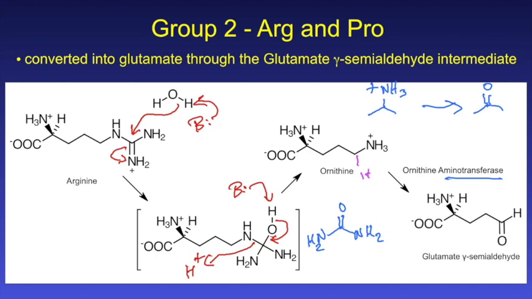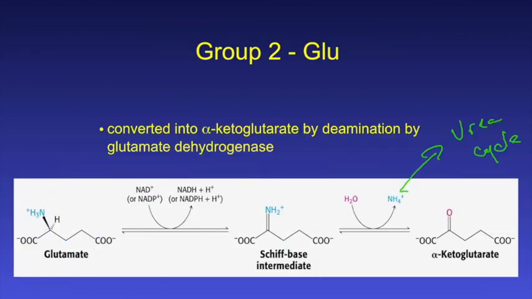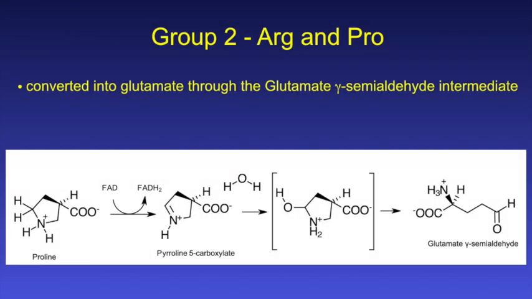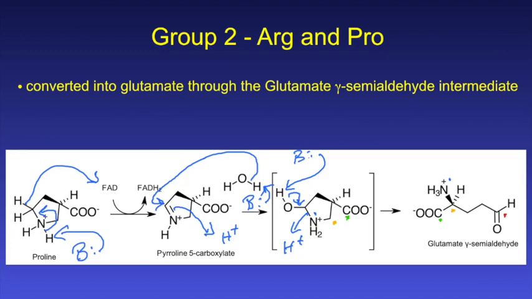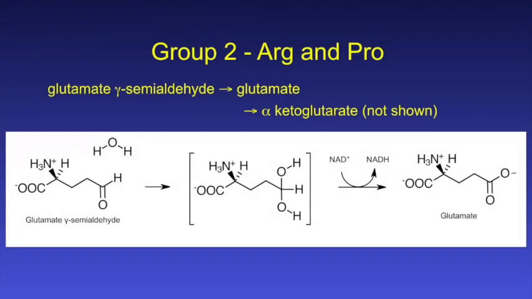I looked at proline first, okay, because I ended up as glutamate gamma semialdehyde, and then I looked at arginine, and I'm at glutamate gamma semialdehyde. At this point in time, the body doesn't know where it came from, either arginine or proline. The next step, we're going to get into something that we can degrade.